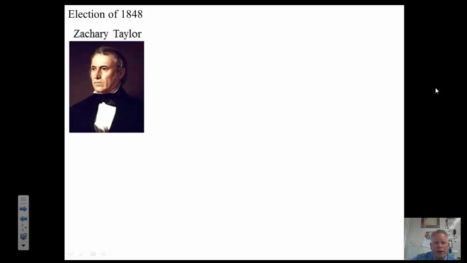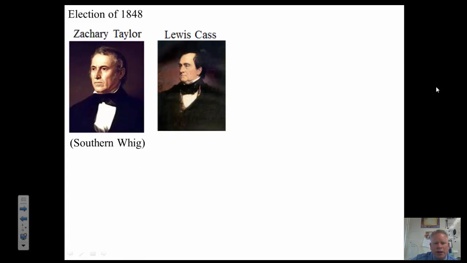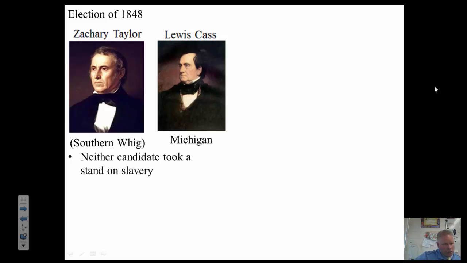All right, so in 1848, Zachary Taylor runs for president. He was a Southern Whig, and Lewis Cass was a Northern Democrat from Michigan. Neither candidate took a stand on slavery, and this made a lot of people mad. And so the Democratic Party split. Most of the anti-slavery Northern Democrats split off from the Democratic Party and joined with the anti-slavery Whigs and formed the Republican Party of today. So the Republicans were formed around 1848. So Zachary Taylor wins the election, 163 to 127.